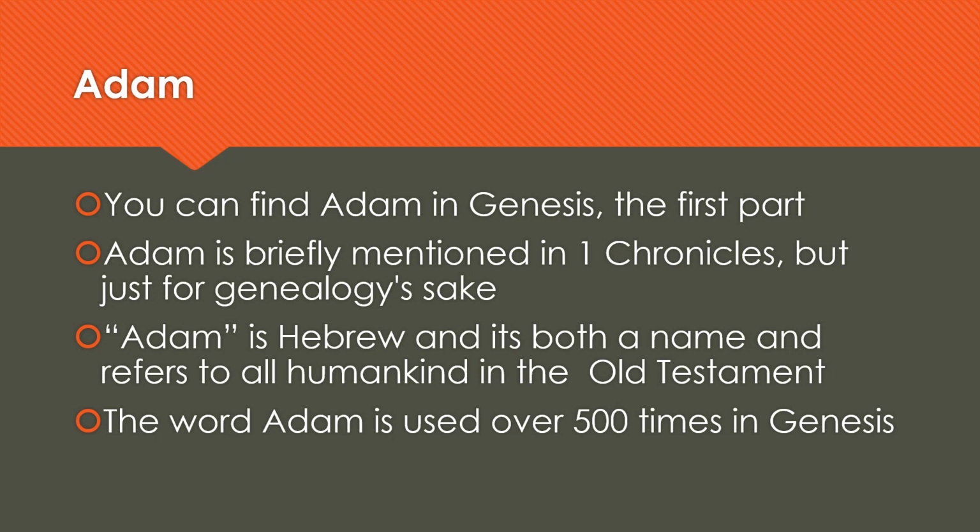So Adam's shining moment is in the first 10 or so chapters of Genesis. And so Adam is Hebrew, and in Hebrew it's pronounced Adam. So Adam is both a name and refers to all humankind in the Old Testament. And so if you were to look at the original Hebrew, each time it's used, you'd have to figure out whether it's referring to the person or the whole people. And because of that, the word Adam is used over 500 times in Genesis. So that's a cool fun fact.